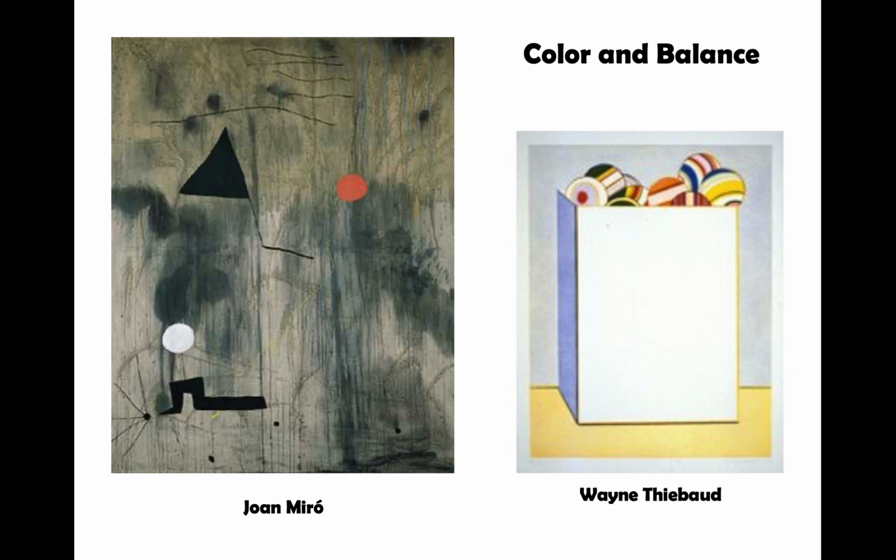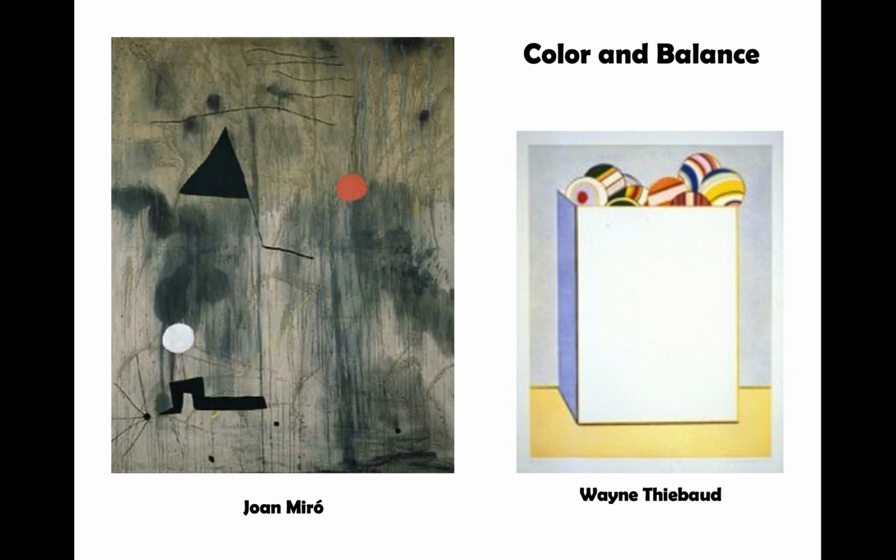Then there's color and balance. It's very important to know that color has a certain power and weight, and that you have to make decisions carefully about how you're balancing your subject matter. So as you can see in the Miro, if you were to take your finger and cover over the red dot, it completely changes the composition.